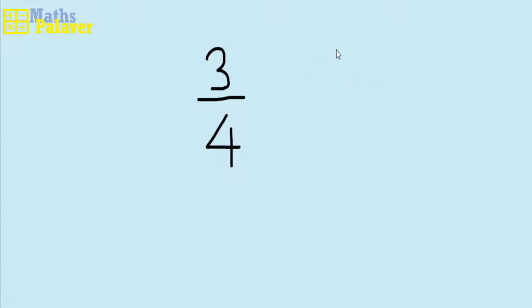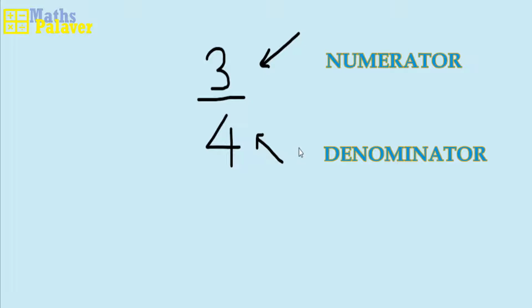A fraction is simply part of a whole, and a fraction comes with two parts: the top number, called the numerator, and the bottom number, called the denominator. There are different kinds of fractions.